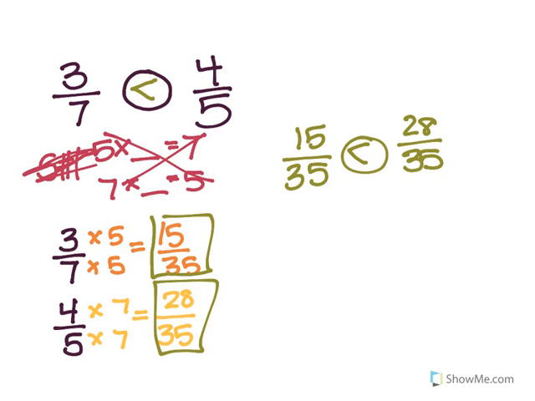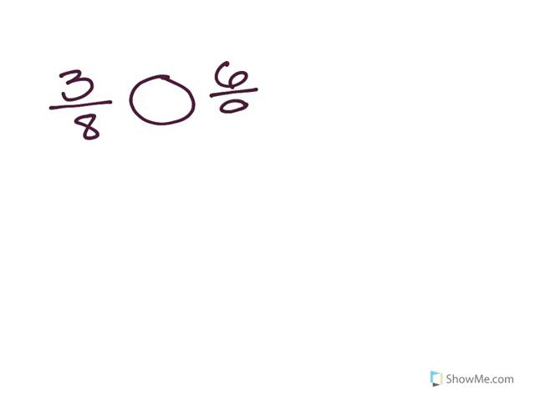With this one, I'm just creating the same denominator by multiplying the denominators by themselves. So I'm multiplying 7 by 5 and 5 by 7. And because of that, I get the same denominators. So I want you to try this next one with me. Let's do 3/8, and let's compare it with 6/9. Okay, so I'm going to look and see if I can do strategy number 1.